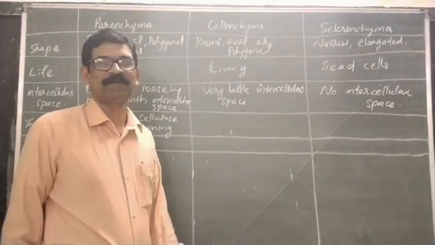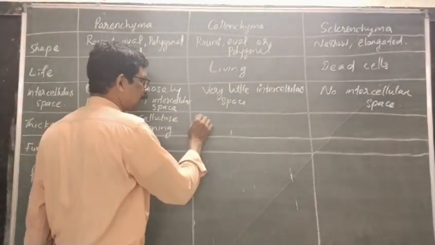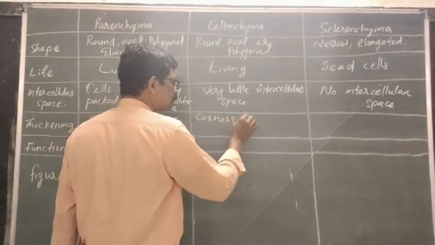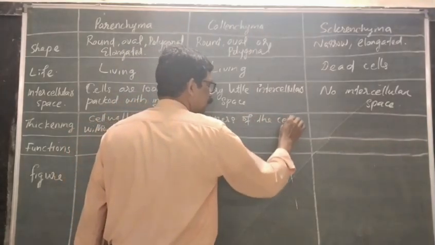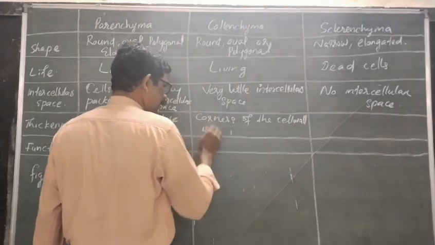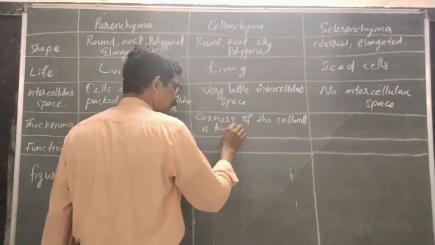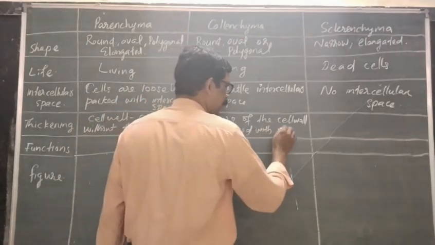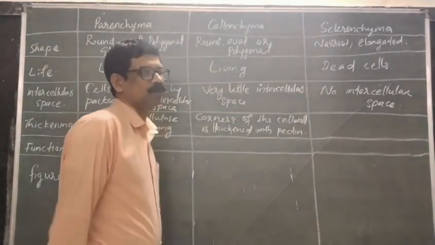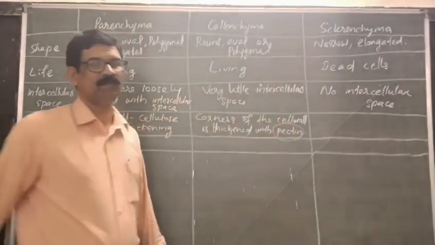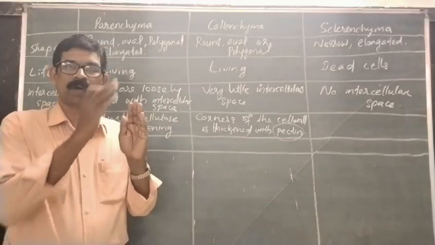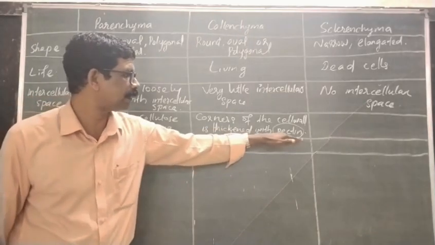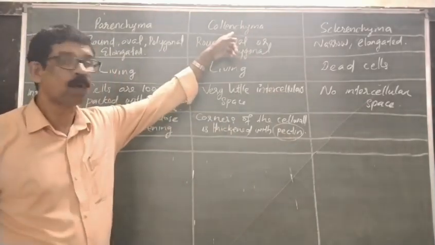But in case of collenchyma, the cell wall is made of cellulose, but the corners of the cell wall are thickened with a substance called pectin. With that substance, the corners are thickened. So the corners of the cell are thickened with pectin in case of collenchyma.